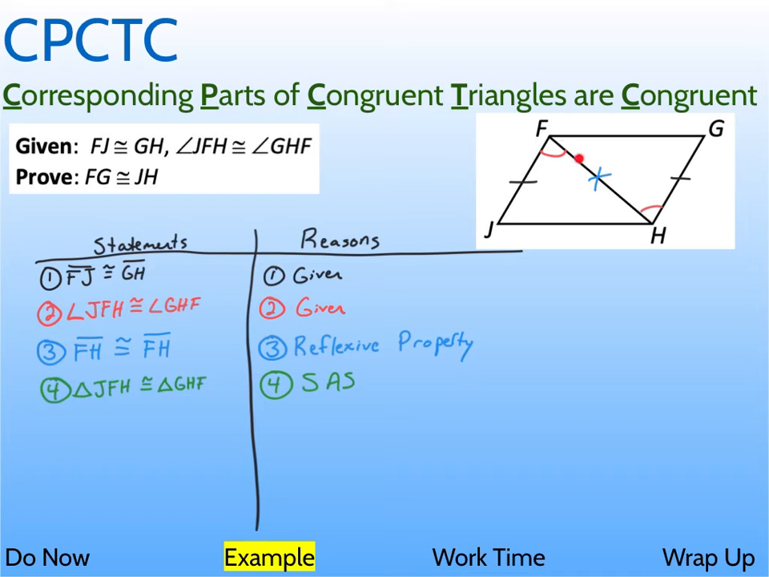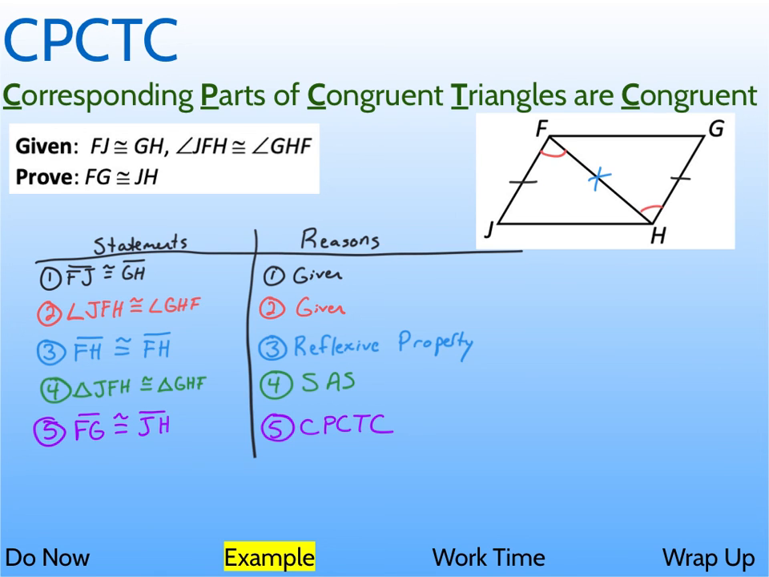So we have the side here, we have the side here, and we have the angle in between for both triangles. Now, since we know that these two triangles have to be the same, that means that the corresponding parts, the parts that match up with each other, now also have to be the same. And in our case, FG and GH correspond to each other, so we can just write that they are congruent because of CPCTC. And that's it.